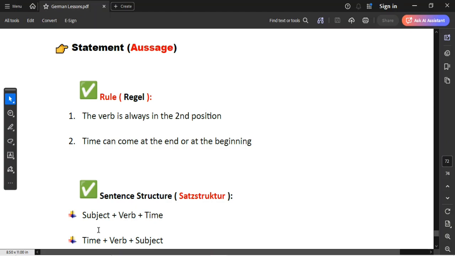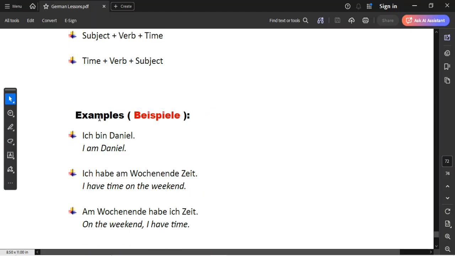Now, when we look at structure Nummer 2, we have time plus verb plus subject. As you can see, now time comes in the first position. The verb will always be in the second position and the subject comes last. So the verb will always stay in the second position. Time can vary. It can either come at the beginning or am Ende. For better understanding, I want us to look at Beispiele, that is examples.